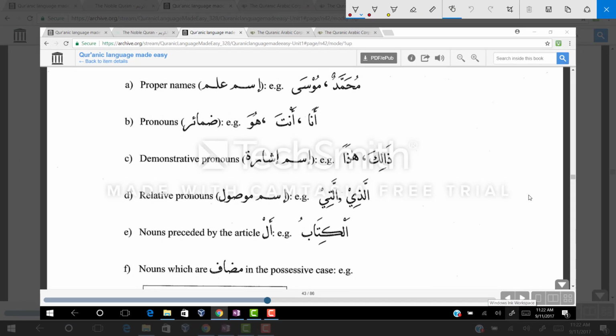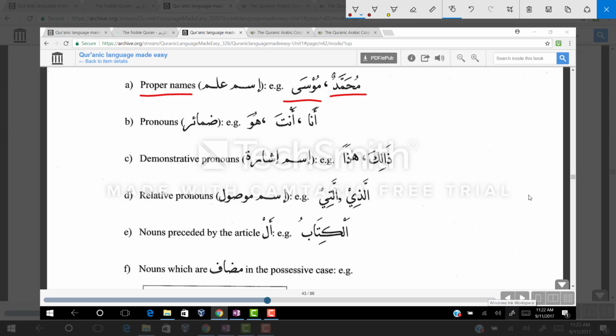The first one is the proper names. All the proper names are definite nouns or marifa nouns. For example, Muhammadun, Musa, Dallas, Makkah, or Huda. All these are examples. They are proper names and they are marifa. So if you see a sentence starting with a proper name like Muhammadun, Musa, Makkah, Dallas, Huda, then it is a marifa.